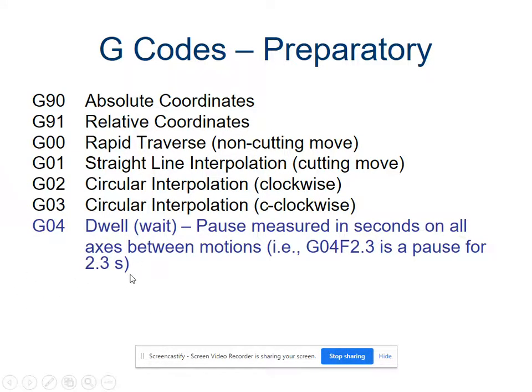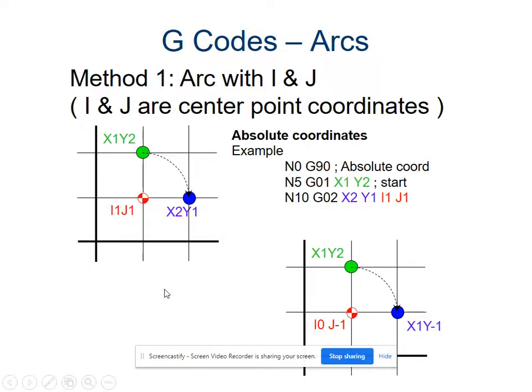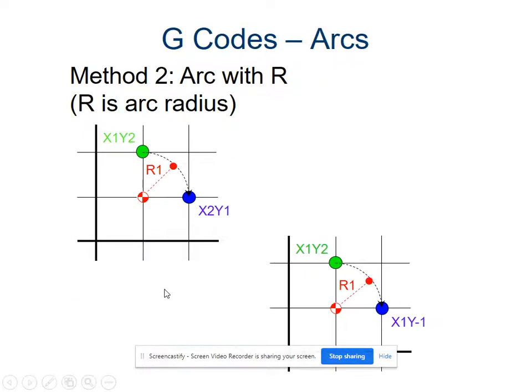G04 we're never going to use, which is a dwell. G05 we're never going to use either. That's a pause. I'm going to skip this and we're going to stop right here.